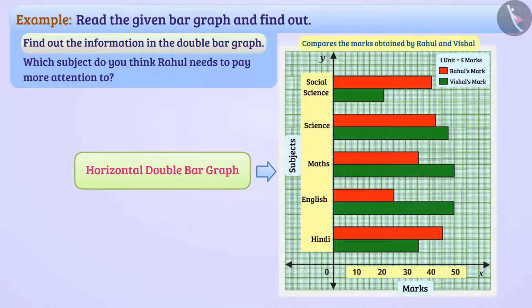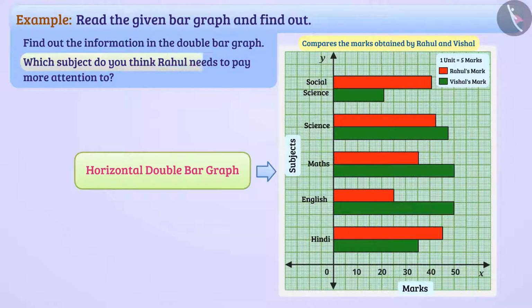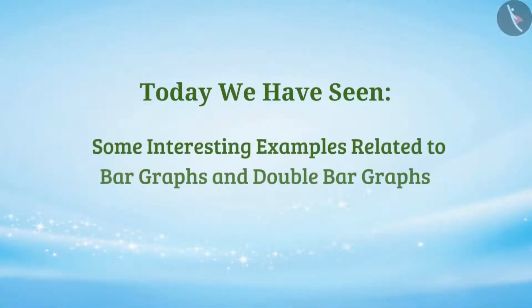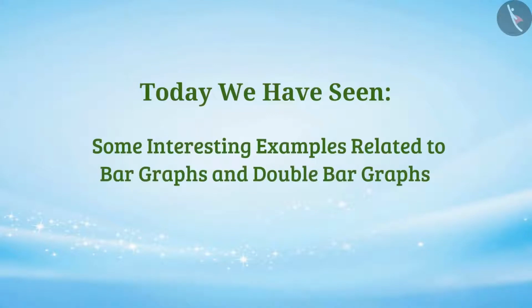Which subject do you think Rahul needs to pay more attention to? Rahul's marks are denoted by red bars. The shortest length of all red bars is drawn for English subject. This means that out of all the marks of Rahul's subject, he got lowest marks in English. Hence, Rahul has to focus more on English subject. So today we have seen some interesting examples related to bar graphs and double bar graphs. In the next video, we will see some common mistakes related to them.